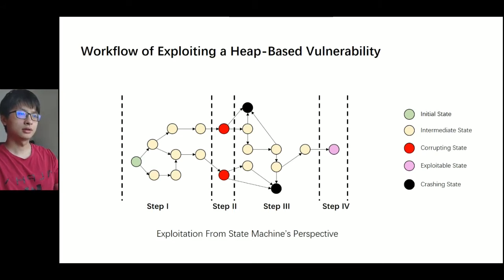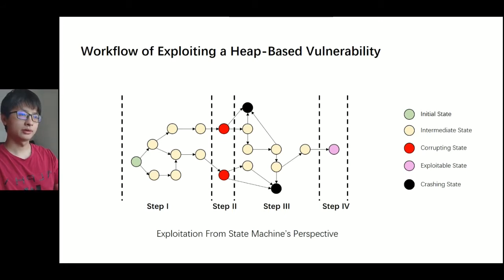Then in stage 2, we trigger the vulnerability and its state is a red dot. From this stage, we must be careful as we corrupted memory. The program may behave oddly. In other words, it turns into a weird machine.